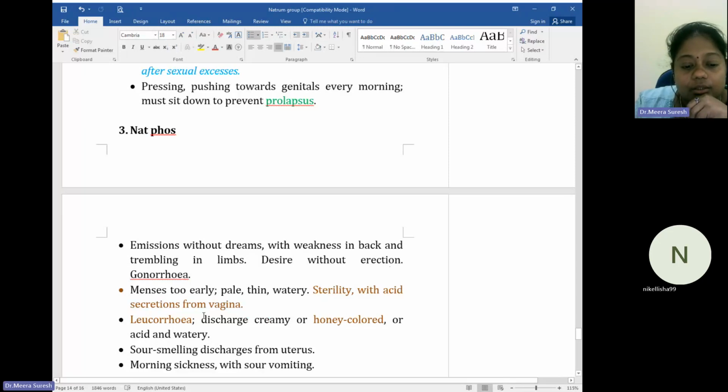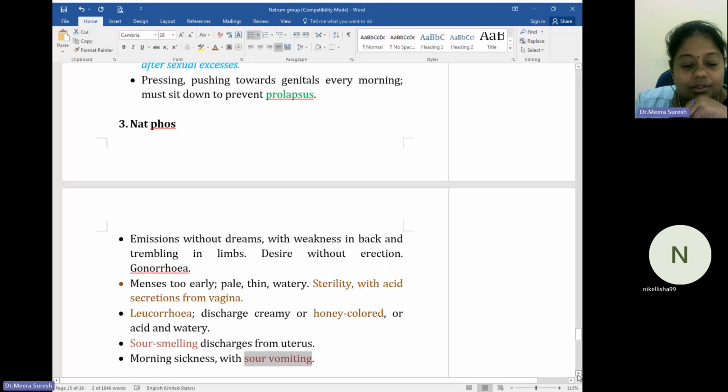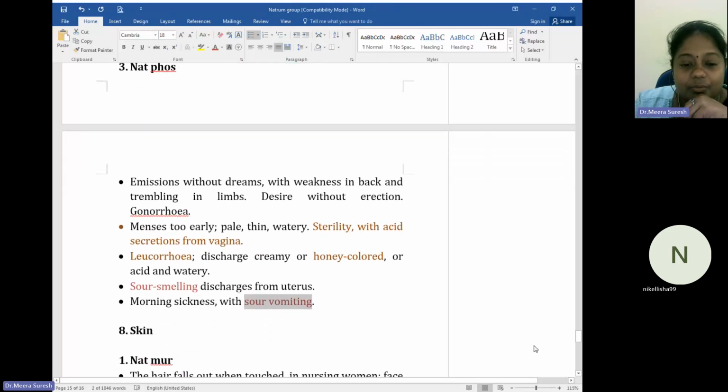Then leukorrhea, in case of natrum fluoricum, as like other discharges, which is yellow, creamy, the tongue nature. Even the leukorrhea is creamy or honey colored and acidic or watery. There can be sour smelling discharges from the uterus, morning sickness with sour vomiting. So this sour nature, we can connect it to the indigestion problems, not the uterus one, okay? This one, the morning sickness. The sour smelling discharges from the uterus can be just a common symptom.